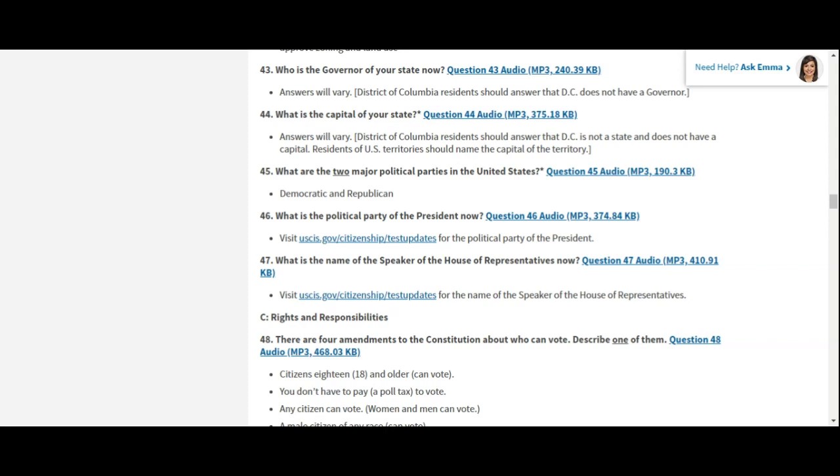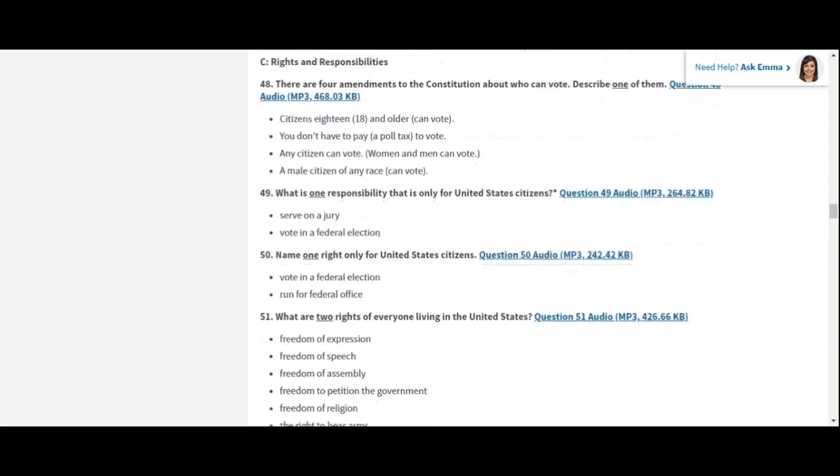What is the name of the Speaker of the House of Representatives now? So it's currently Nancy Pelosi. And then we go to rights and responsibilities. There are 4 amendments to the Constitution about who can vote. Describe one of them. Citizens 18 and older can vote.